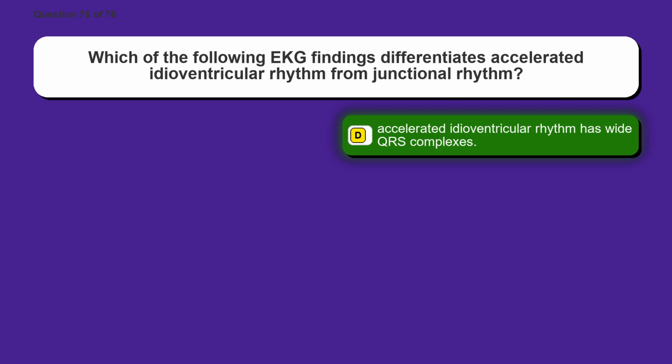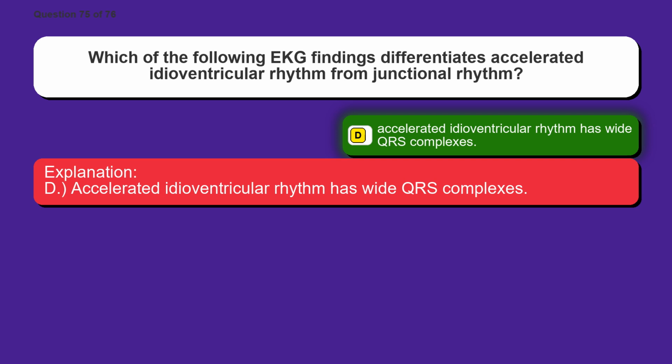The correct answer is option D. Accelerated idioventricular rhythm has wide QRS complexes.